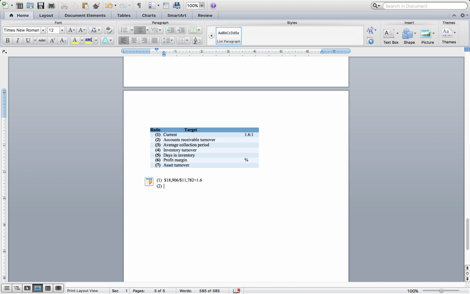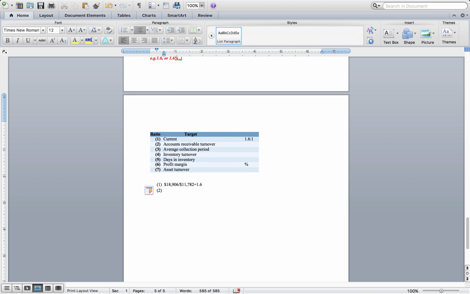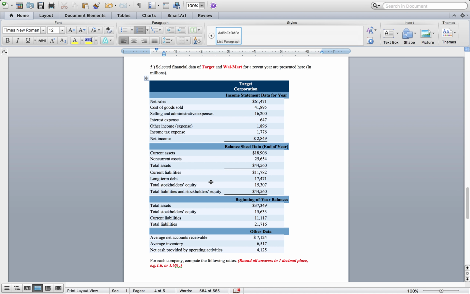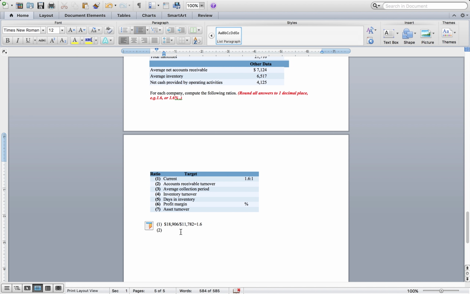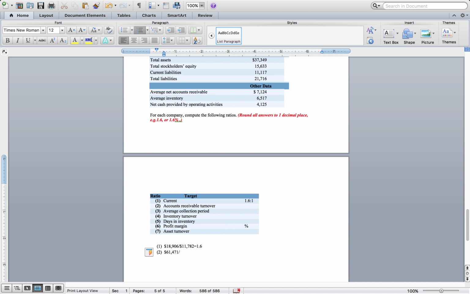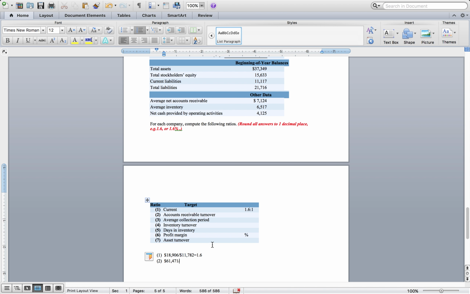Now, next part, number 2, you want to get your accounts receivable turnover. To get your accounts receivable turnover, start with your net sales, which we just saw up there. That was $61,471. And then we see what we're going to divide by. What you want to divide by is your average net receivable, which is given to us at $7,124. So divide by the $7,124. My accounts receivable turnover would be 8.6.